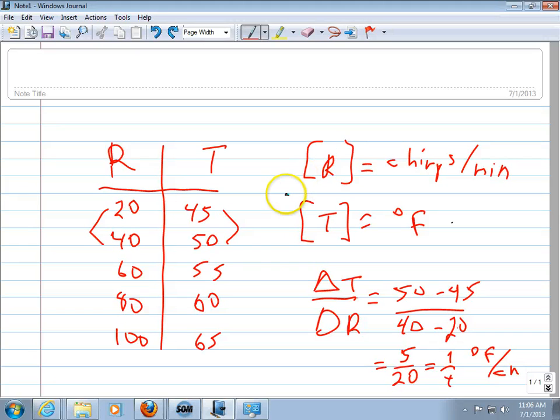Well, let's see. Is your delta T over your delta R the same? What's your delta T now? 55 minus 50 is 5. And 60 minus 40? 20. 60 minus 55? 5. 80 minus 60? 20. It doesn't always have to be 5 over 20, but it always has to reduce to 1/4. Okay, good. So this is an example of a linear function.